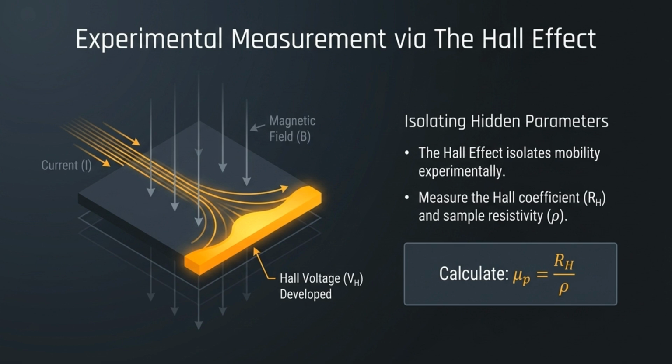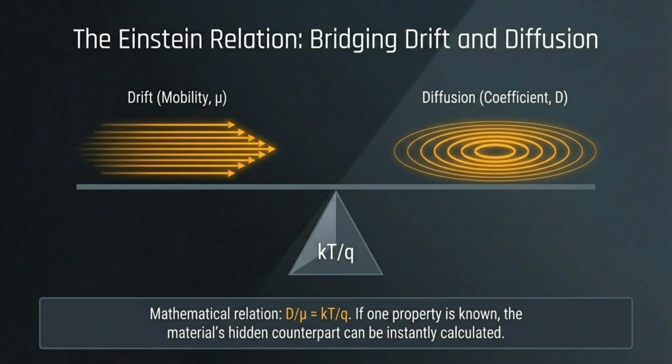Mobility can be measured experimentally via the Hall effect. By measuring the Hall coefficient and sample resistivity, the mobility can be calculated. The Einstein relation bridges drift and diffusion. If mobility is known, the diffusion coefficient can be instantly calculated using the mathematical relationship D over mu equals kT over q.